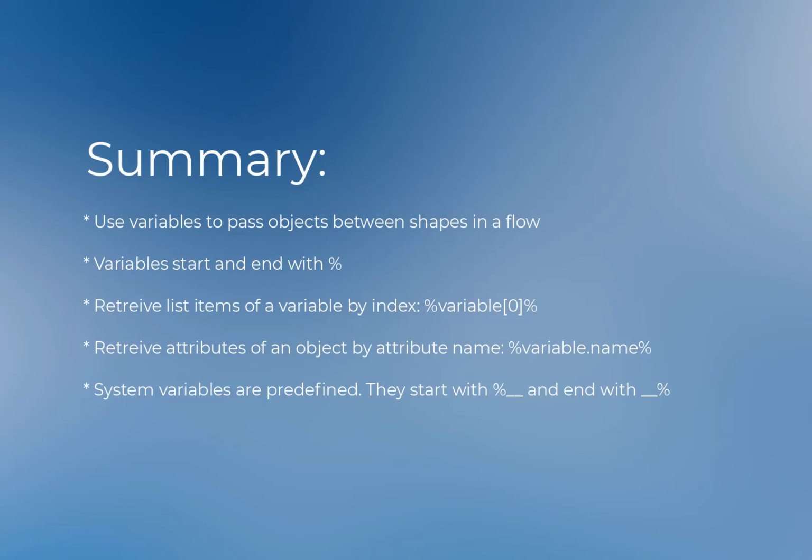When the variable contains an object with attributes, we can refer to the attribute by placing a dot after the variable name, followed by the name of the attribute and closed with a %. When we are referring to a system variable, the variable must start with a % and 2 underscores, and closed with 2 underscores and a %.